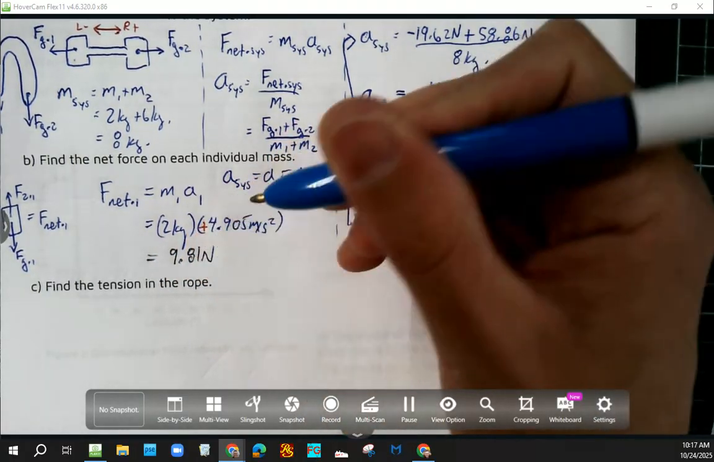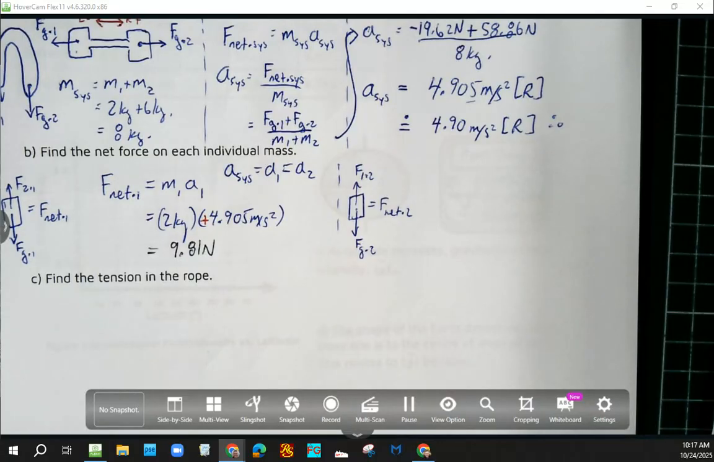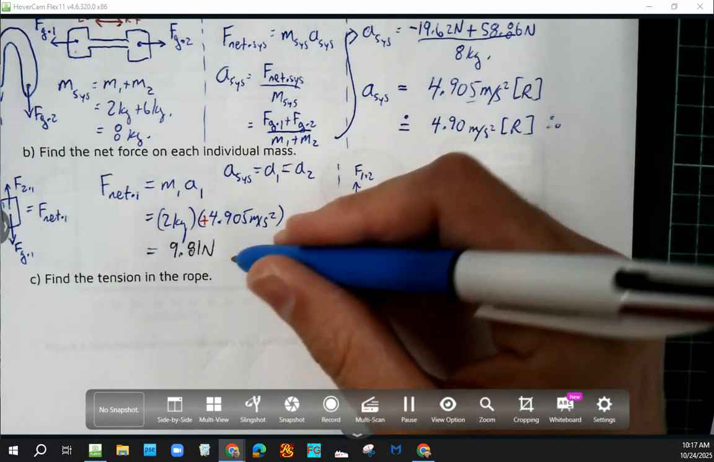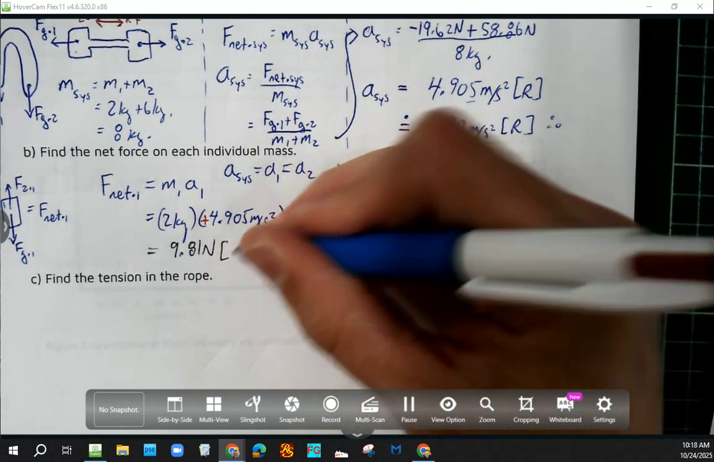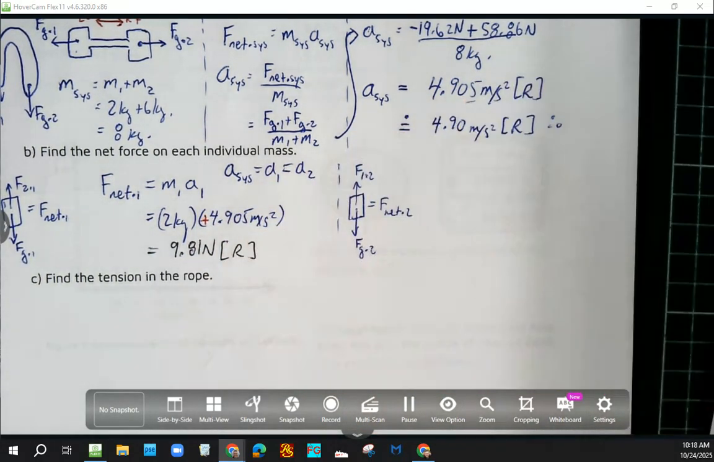And 2 times 4.905 ends up being positive 9.81 newtons. Now there's always going to be somebody out there who's like, what, 9.81? That's the same number as gravity. Don't get excited. It just happened to work out that way because of the numbers I chose. So don't think that there's some hidden secret pattern or Da Vinci Code or one of those sort of things. It just happened, that's the numbers. All right, so 9.81 newtons. And we could even say it's 9.81 newtons to the right. That's the Fnet.